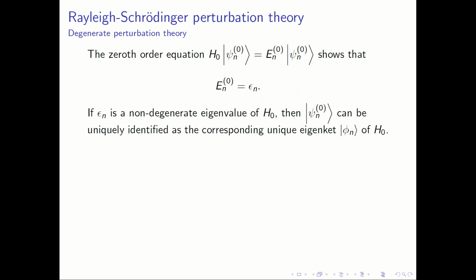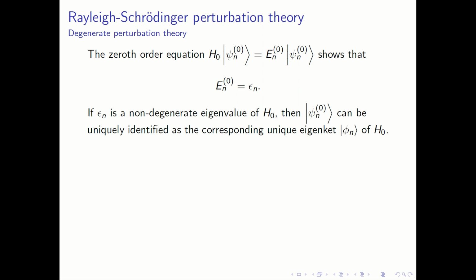After all, kets which differ by just a constant phase factor are essentially the same kets as far as physics is concerned. So, if epsilon n is a non-degenerate eigenvalue of H0, then psi n0 can be immediately identified as the ket phi n.